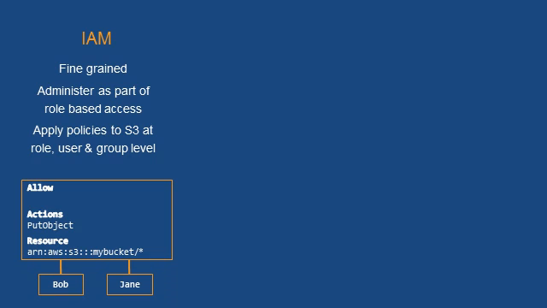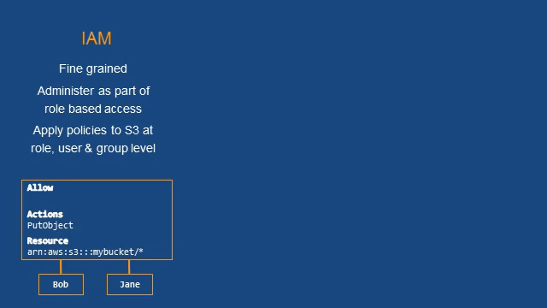It's very, very fine-grained, and you can apply policies to S3 at the role, user, and group level. So this means that you can restrict specific actions that a user can take. You can restrict specific users, and you can also restrict groups. And you'll see there an example of an IAM policy that allows only the put object. So with this policy, those users would only be able to upload objects into that specified S3 bucket, and they would have no other access.